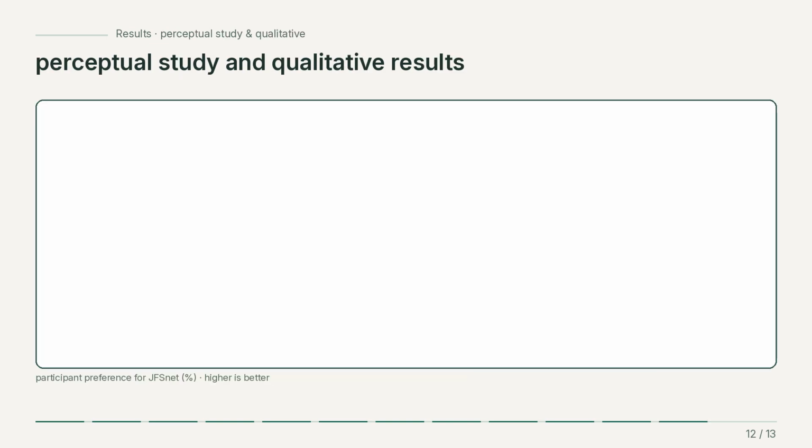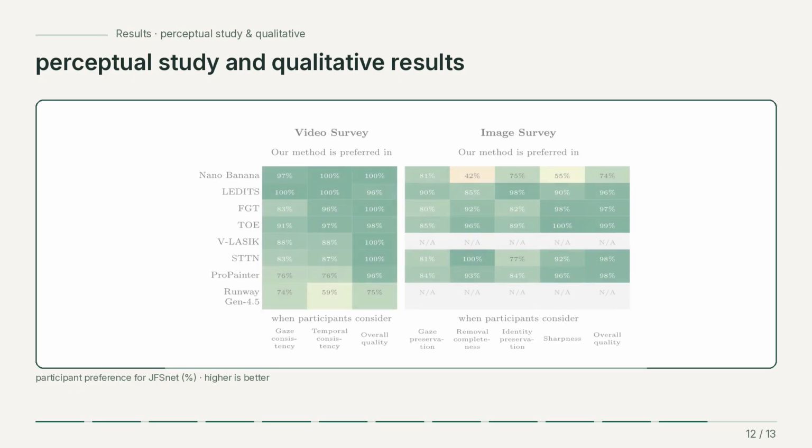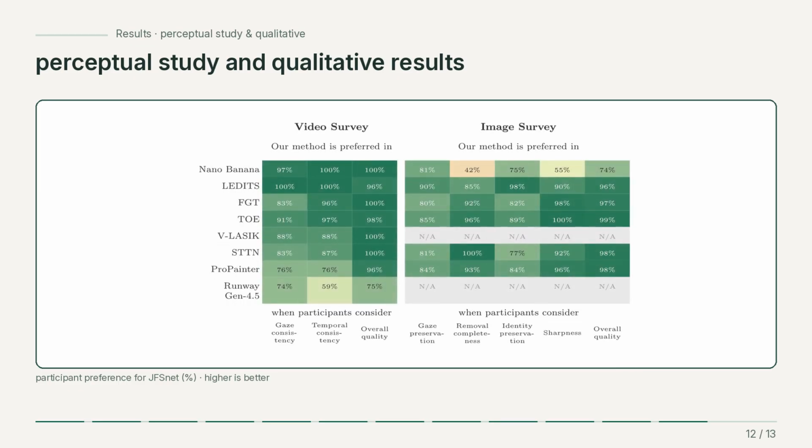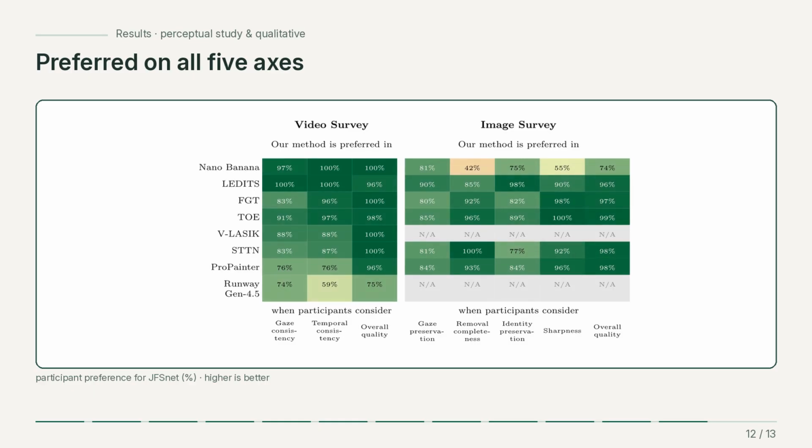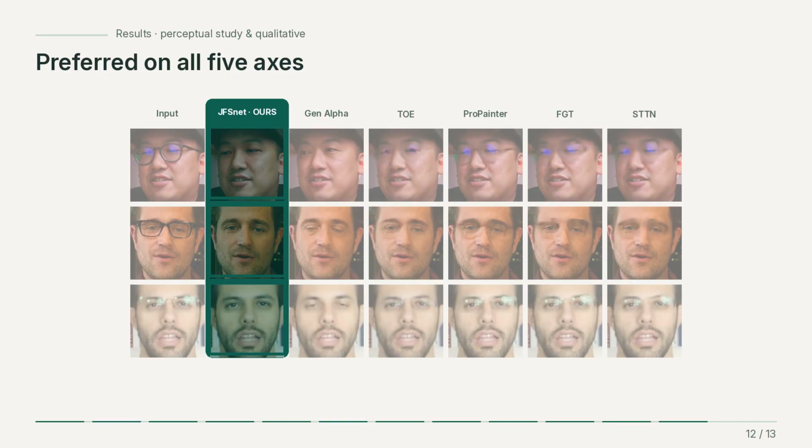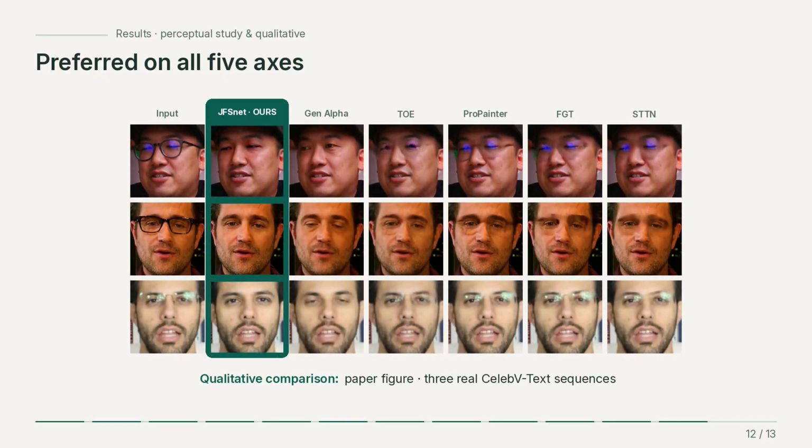A perceptual study compares the method with competing approaches along 5 axes: gaze preservation, temporal stability, removal quality, identity, and sharpness. Participants prefer the proposed method on all 5 measures. Qualitative evaluation on real CelebV-Text sequences also shows stable facial geometry under motion and effective correction of strong lens distortion. Comparisons with the baselines show fewer eye shape errors and less temporal flicker.